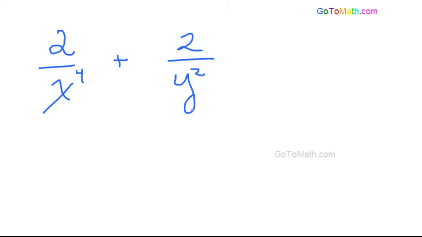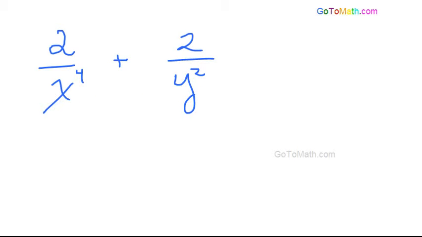2 over x to the fourth plus 2 over x squared. Did I say x squared? Well, not a y. Y squared. Oh boy, I wrote x down on my paper. There you go. So we need to get a common denominator.